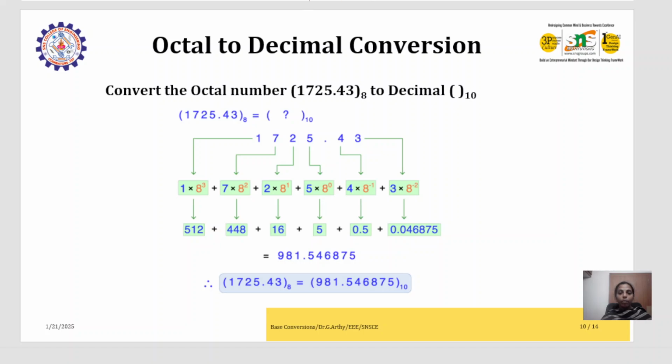So this is converting octal to decimal. When we converted binary to decimal, what did we do? We multiplied each digit with its weight. The weight is 2 power 0, 2 power 1, 2 power 2, and so on. Here it is an octal number, so the weight will be 8 power 0, 8 power 1, 8 power 2, and so on, and on the right-hand side it will be less because that is the fractional part: 8 power minus 1, 8 power minus 2, and so on. We simplify it and altogether we get this.